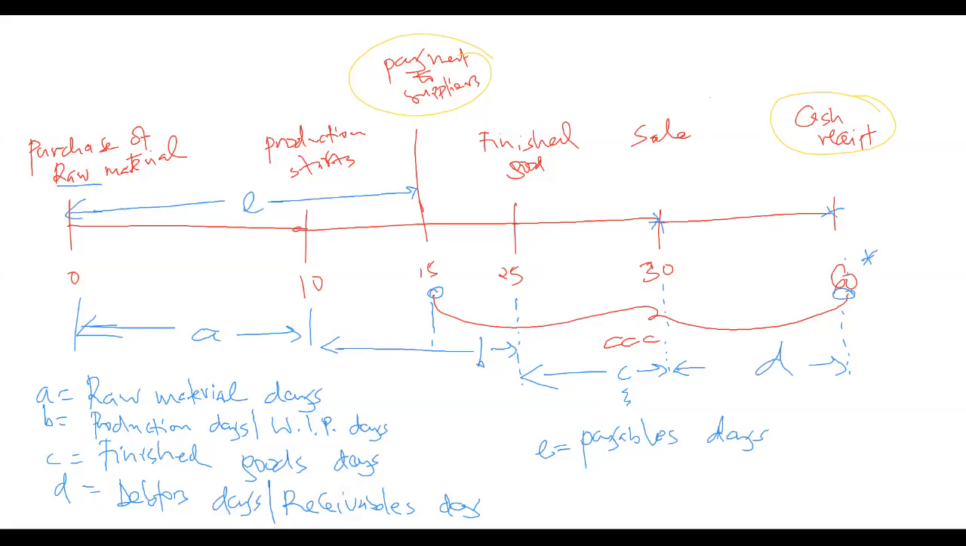And we can summarize. This graphic is just to help you understand what we mean by that. You don't need to do this in the exam. Now, to summarize what we've just done in that graphic, the cash conversion cycle is given as A plus B plus C plus D minus E, where A is the days for material, raw material days. So all these are days.